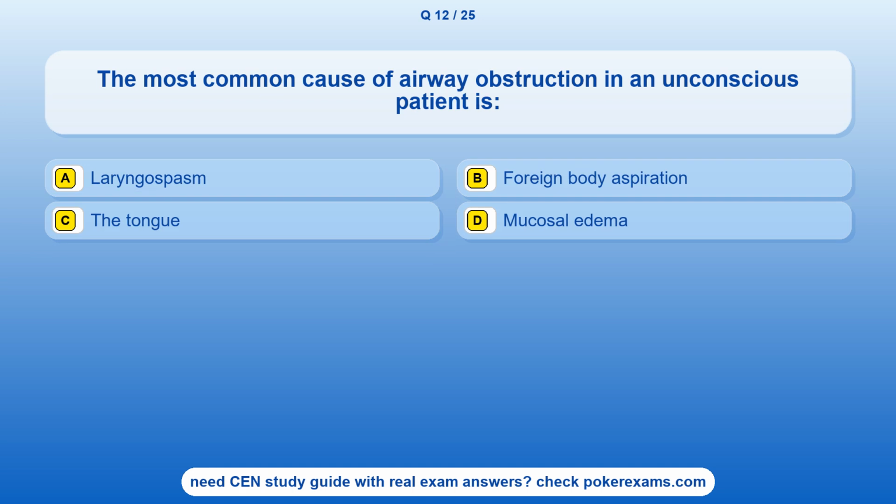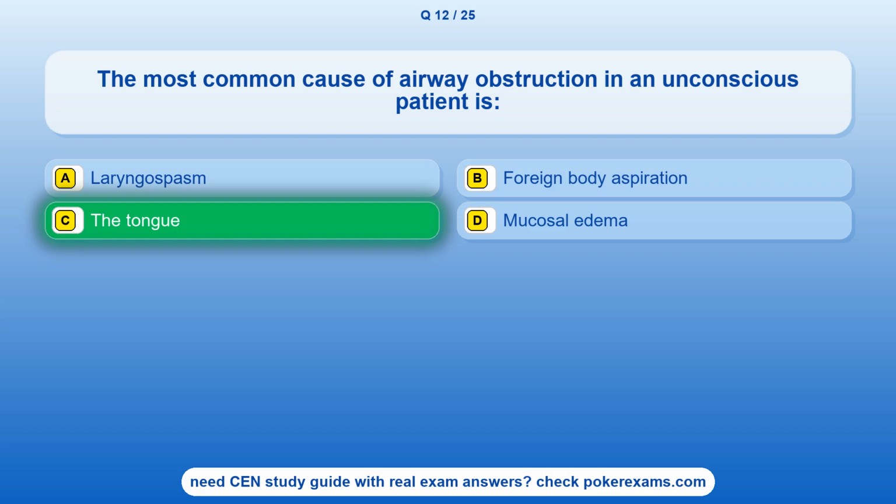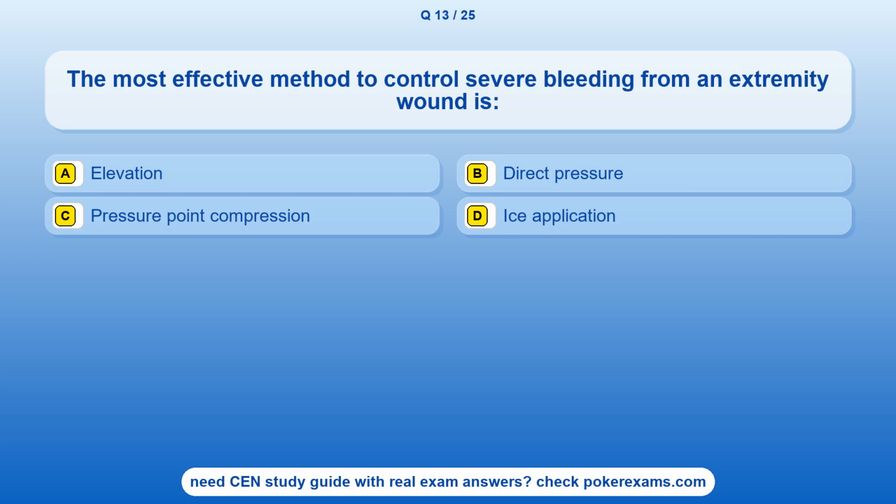Question 12. The most common cause of airway obstruction in an unconscious patient is option A, laryngospasm. Option B, foreign body aspiration. Option C, the tongue. Option D, mucosal edema. The correct answer is option C, the tongue.